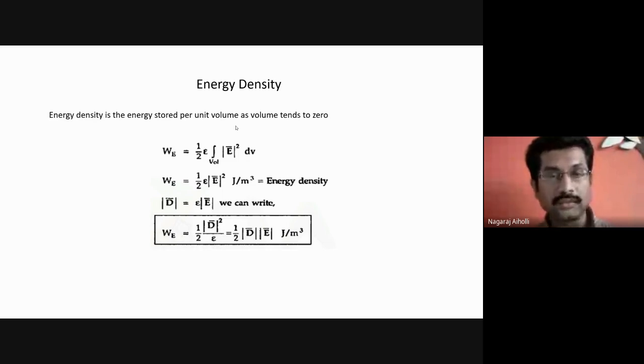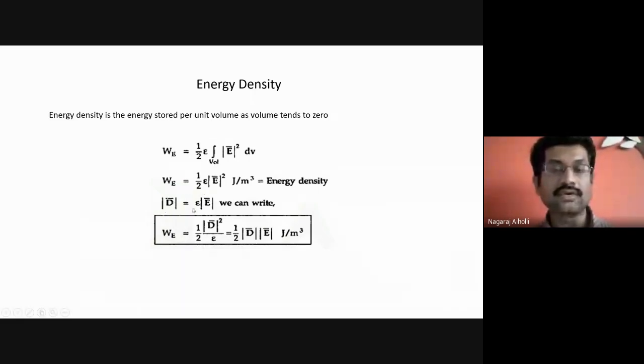So the definition is, energy density is the energy stored per unit volume. Per unit volume means volume equal to 1. When I integrate this volume with respect to dV, I get V. But what is V here? V equal to 1, because according to our definition, it is the energy stored per unit volume, on volume equal to 1 meter cube. So when V equal to 1, I substitute, I will get W_E is equal to half epsilon E square joule per meter cube, which is the energy density. Okay, this is the equation for the energy density, right?